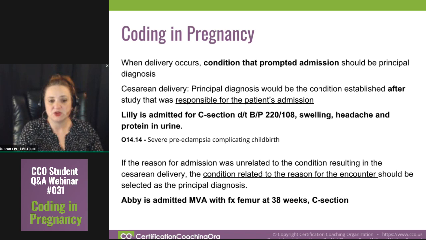Whereas if Abby is admitted from a moving vehicle accident with a fractured femur at 38 weeks and has a C-section, why was she admitted? A moving vehicle accident and a fractured femur. And she was already at 38 weeks. They went ahead and delivered, because she's probably going to have surgery for the fractured femur, right? So deliver the baby, then do the procedure or the treatment for the femur. And with a moving vehicle accident, there could be other problems involved, right?